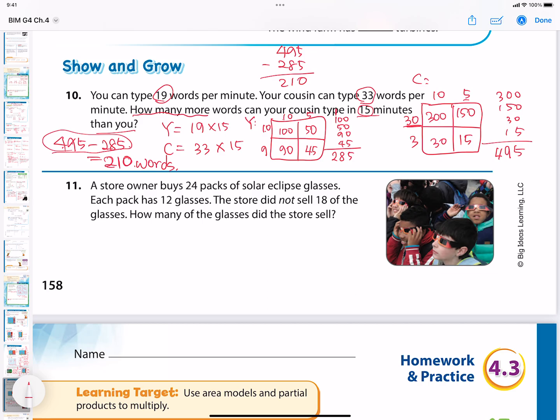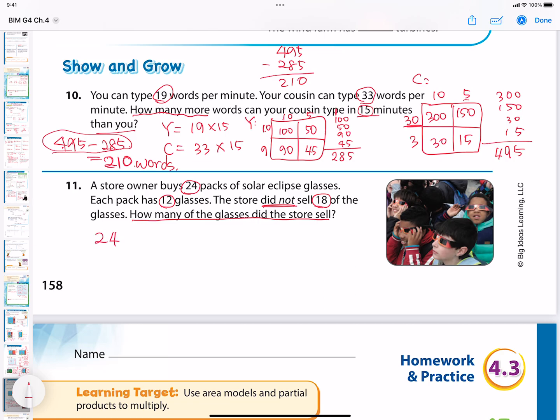Number 11. A store owner buys 24 packs of solar eclipse glasses. Each pack has 12 glasses. The store did not sell 18 of the glasses. That means they sold everything else, but 18 glasses are left. Now, how many of the glasses did the store sell? You need to compare from the entire number of glasses, take away 18, so you will know how many glasses were sold.